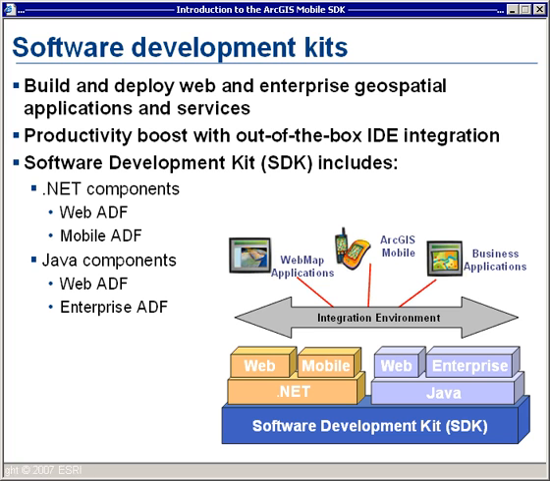Okay, so let's look at these software development kits in a bit more detail. In terms of the server, when you purchase a server, you get access to both .NET components and Java components. We have a web ADF, a mobile SDK on the .NET side. On the Java side, we have a web ADF and an enterprise ADF. The important piece here to understand is that the mobile SDK or ADF is only available in the .NET environment.